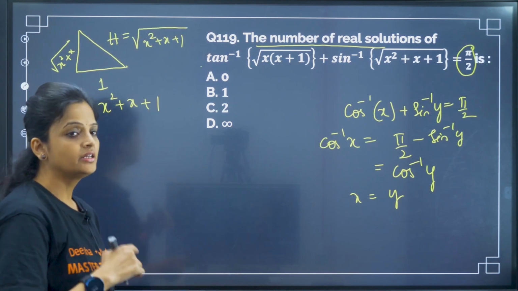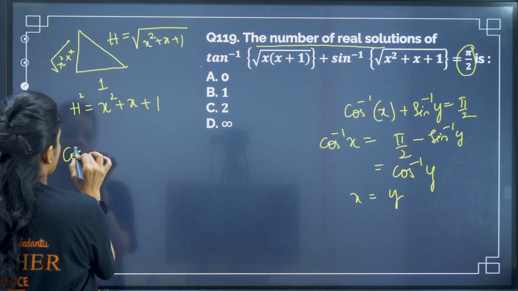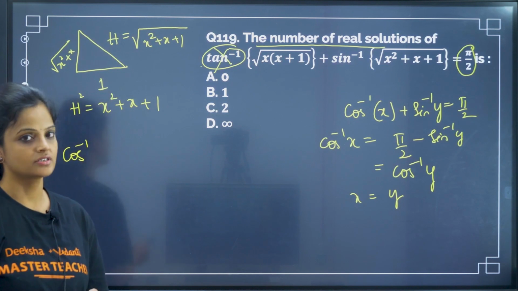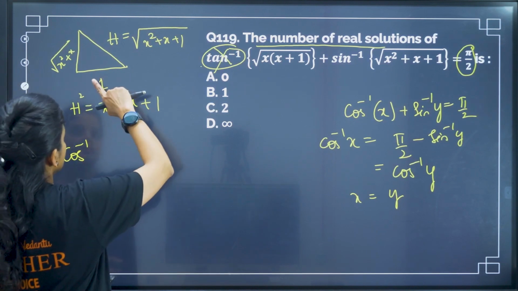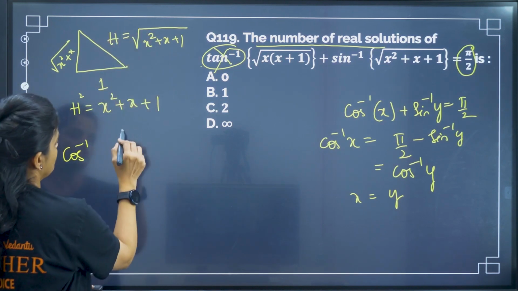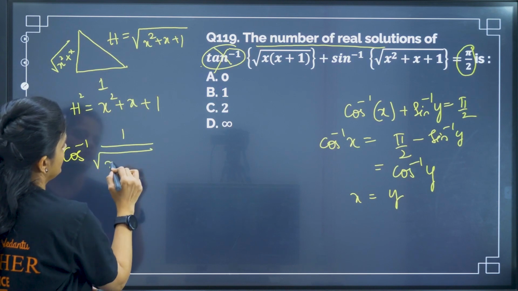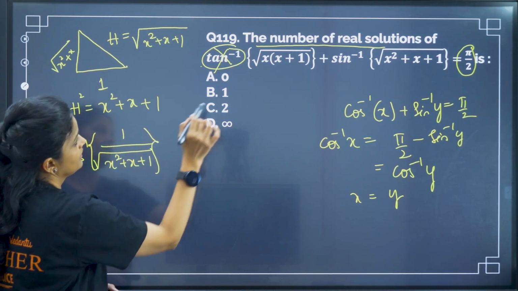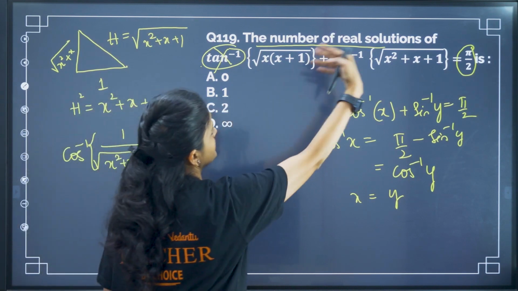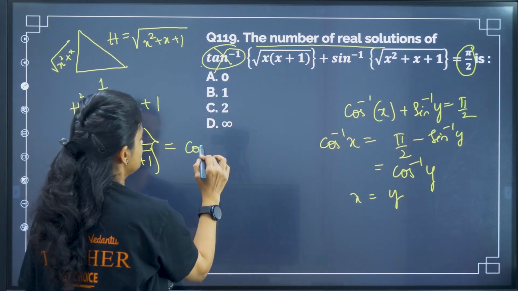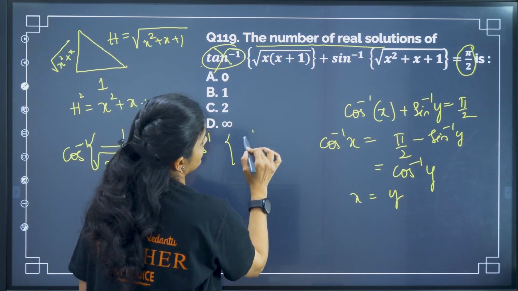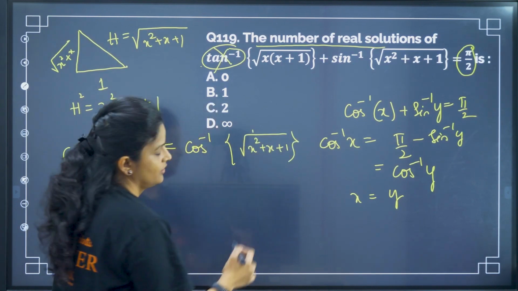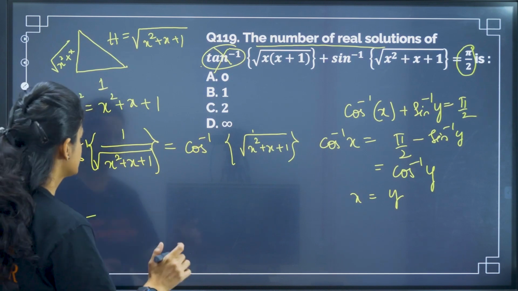Okay, if I am bringing that to cos inverse, cos inverse tells adjacent by hypotenuse. So 1 divided by under root x square plus x plus 1. And as I told, I am sending this to the other side. I can write cos inverse of root of x square plus x plus 1. Okay, now cos inverse is gone on both sides.